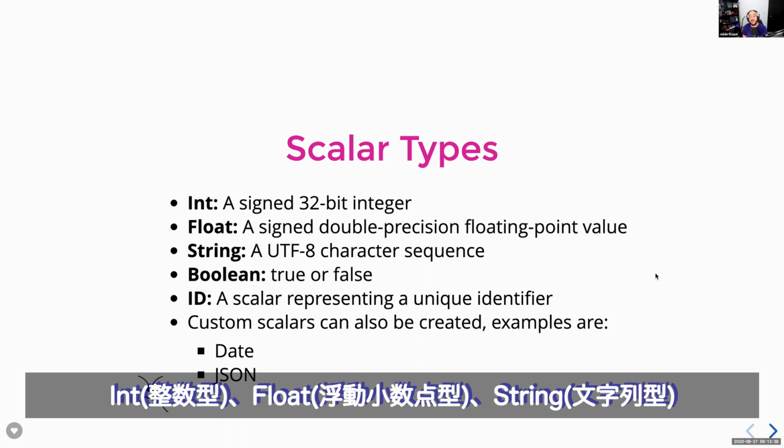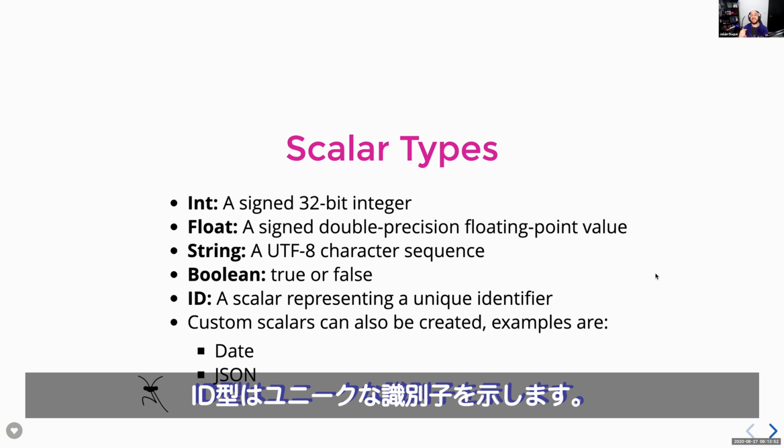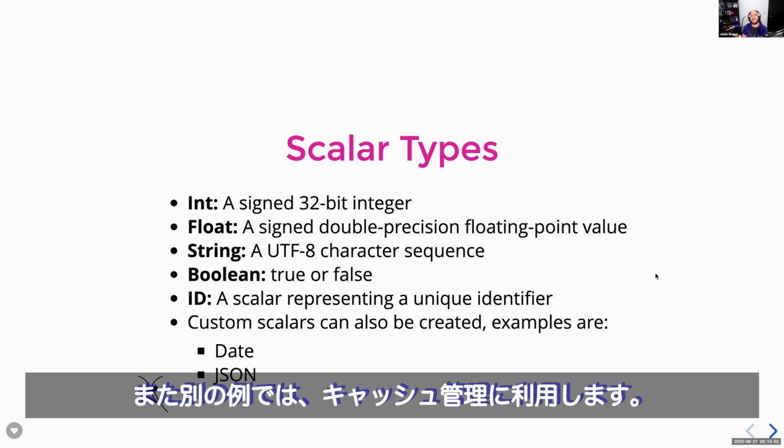It's a signed 32-bit integer, or a float. We can also specify a string, a Boolean. There is a special scalar that is the ID, and this is used to represent a unique identifier. It's going to map to the same ID, for example, on a database that is related to the primary key, for example. And certain GraphQL implementations use these types of ID for cache management.